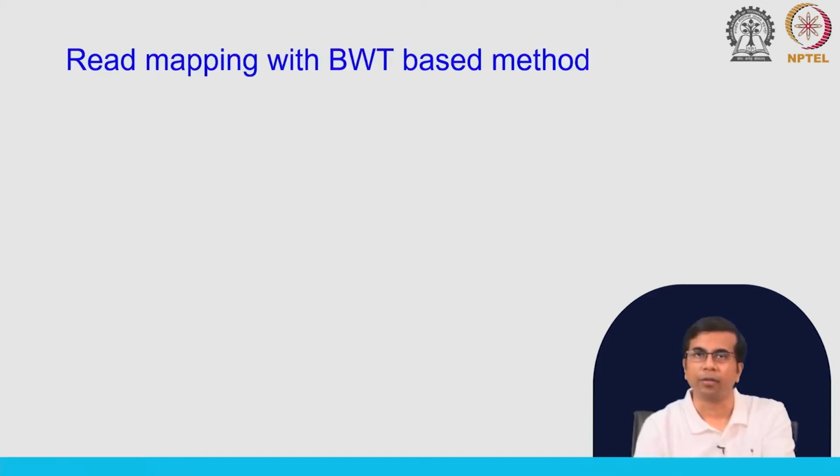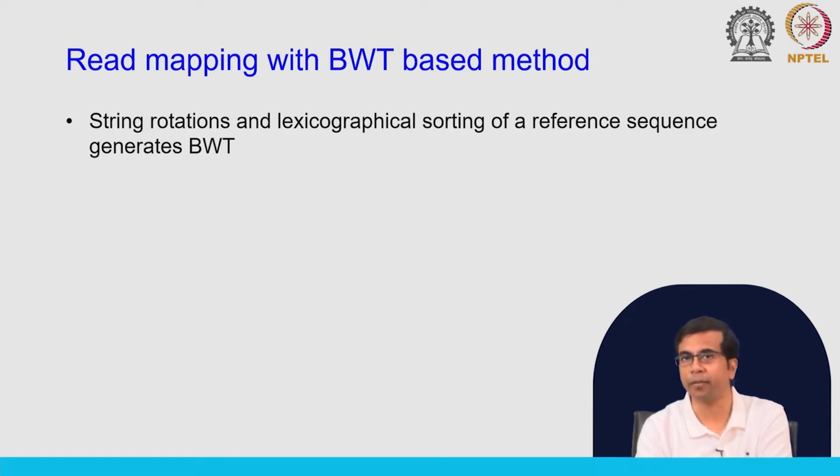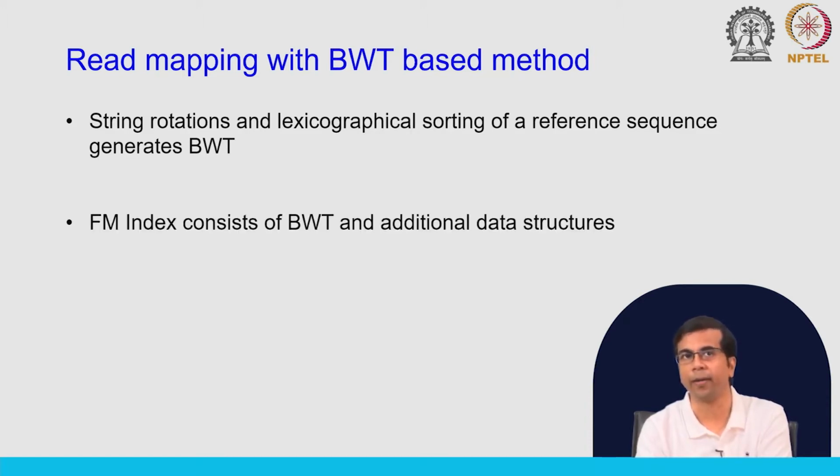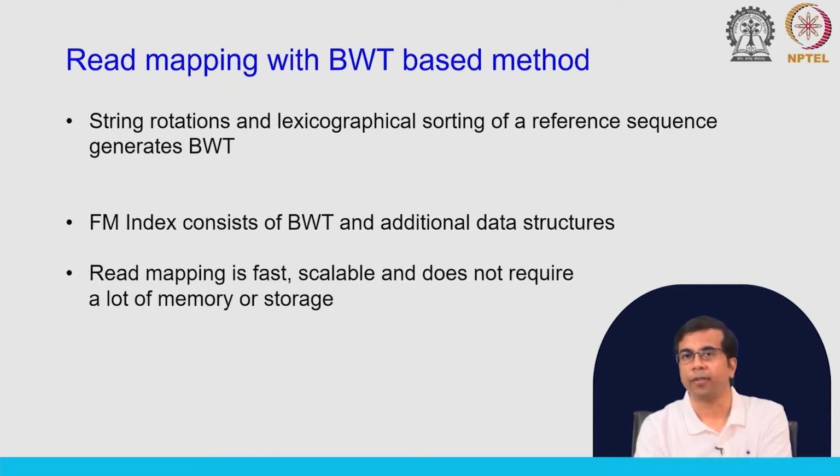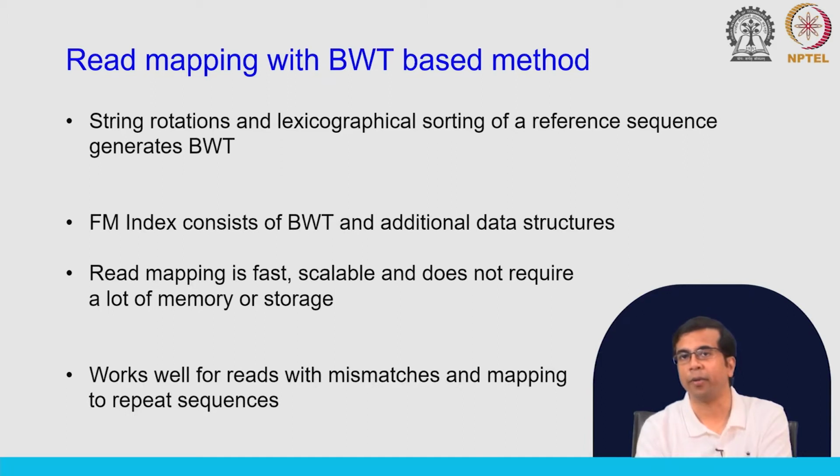Okay. So, how does this work? We have talked about this, and just to remind you, we have seen how we generate BWT through string rotations and lexicographical sorting. We talked about the FM index in the last class. It consists of BWT and additional data structures, and what we have seen with some examples is that read mapping is fast, scalable, and does not require too much memory. You can also store the BWT without too much space, and this mapping works very well for reads with mismatches, and if you are mapping reads to repeat sequences.